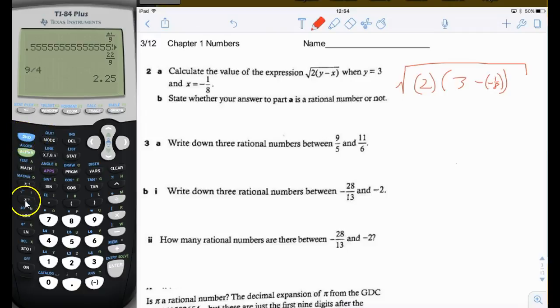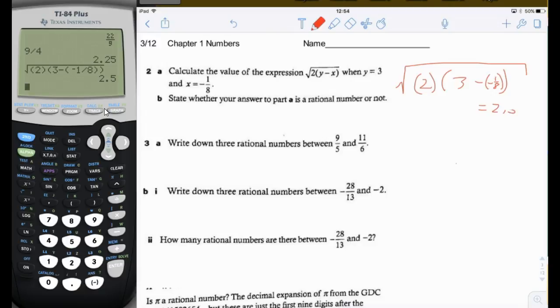So let's type this in. Square root 2. I'm just going to go ahead and put all the parentheses on, and then I won't have any disasters. Remember, negative 1/8, you need to use this negative sign. It's not the same as subtract. Alright, so do you see I have 2 parentheses there? And now I'm done. I can hit enter and I'll get 2.5. Okay.